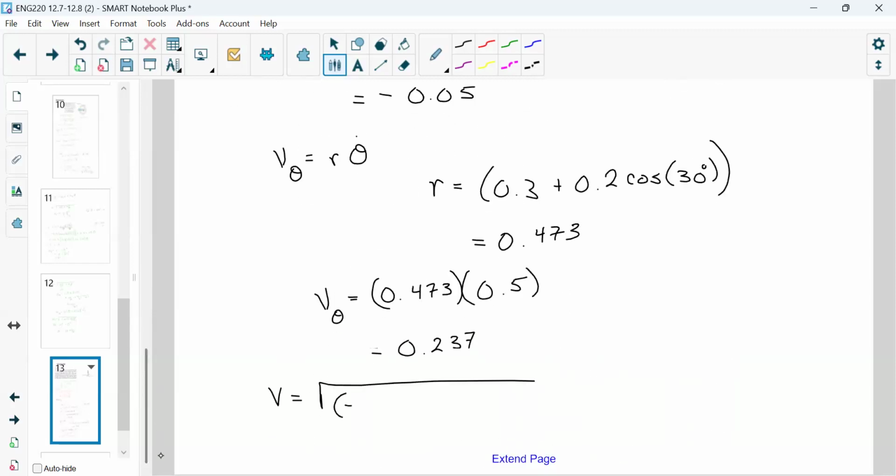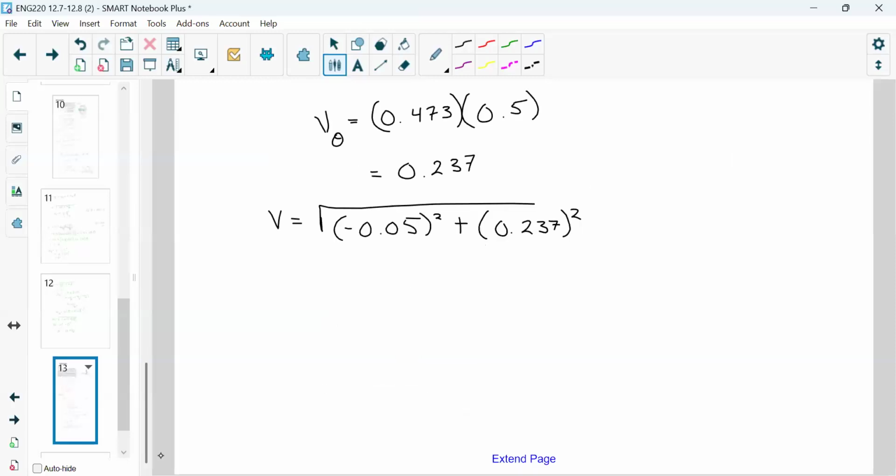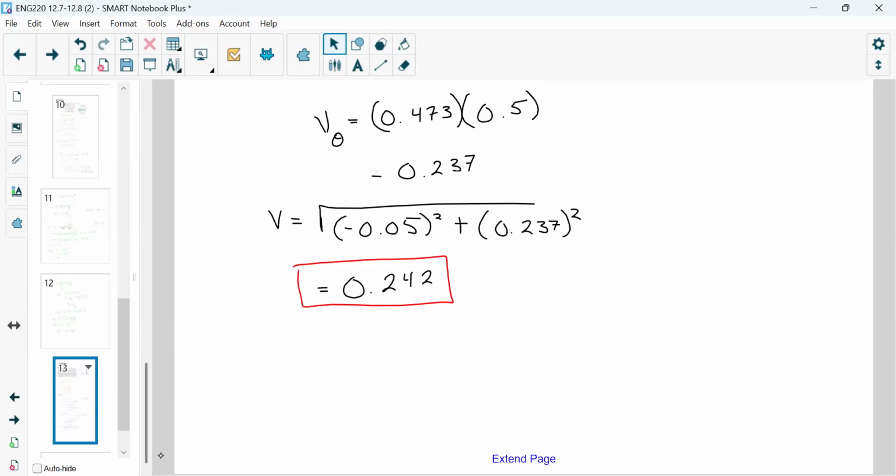So V is then going to be the square root of negative 0.05 squared plus 0.237 squared, which is about 0.2448. Let's round it to 0.242. So that was one of the answers we were looking for, right? That's our total velocity.